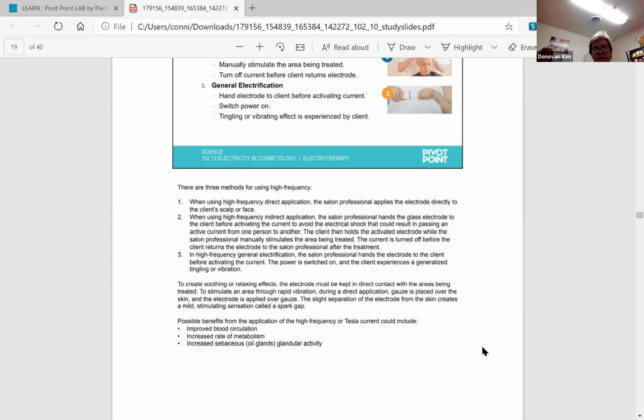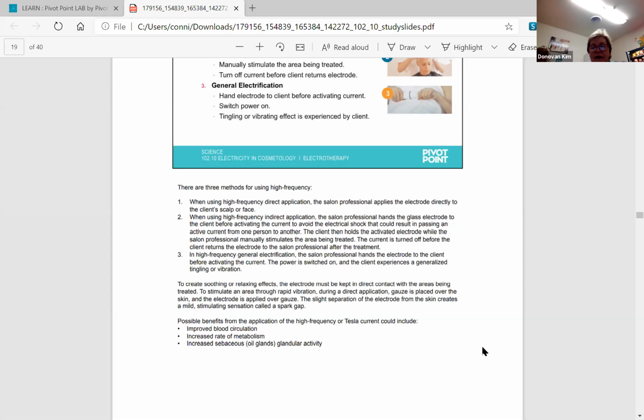So this goes through all of those three methods a little bit more. All right. To create the soothing or relaxing effects, again, the electrode must be kept in direct contact with the area being treated. To stimulate the area through rapid vibration, during a direct application, you're going to place gauze over the skin, especially in a treatment room, because in a treatment room, the skin's going to be damp. So if I put a glass electrode, it's going to drag on the skin, and I don't want it to drag. I want it to move lightly over it. So that's what the gauze is used for. So it will slide the electrode over her skin and not drag.